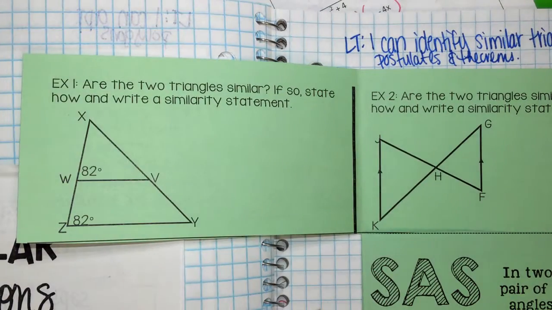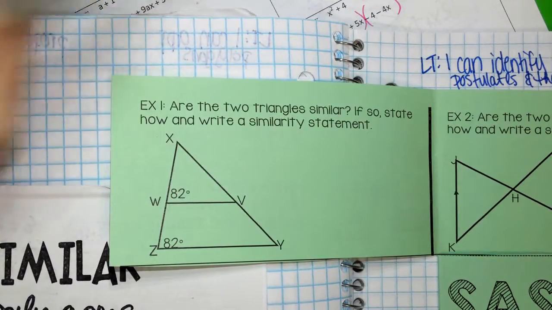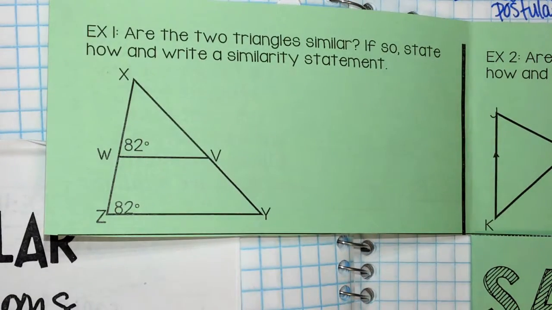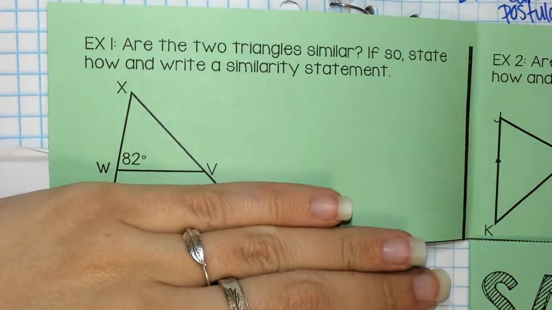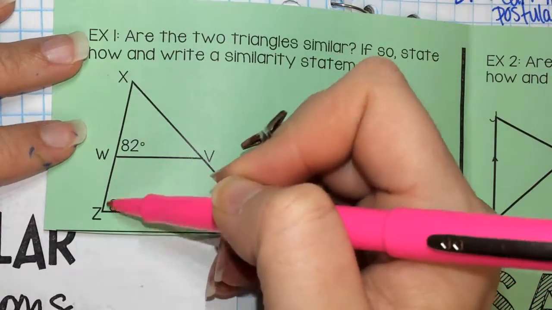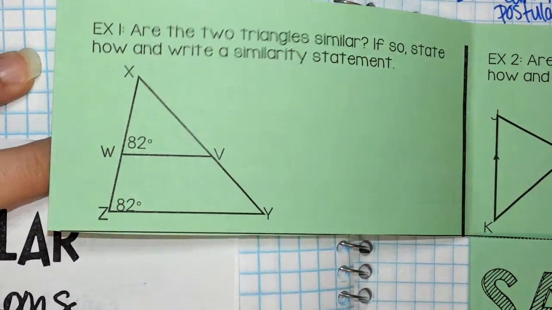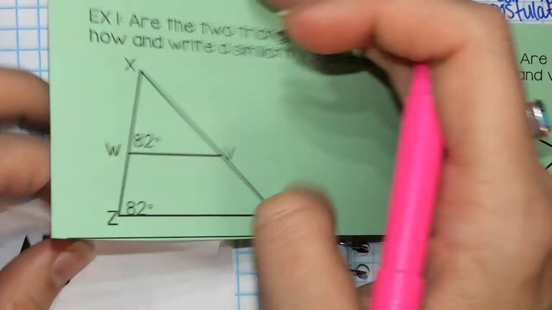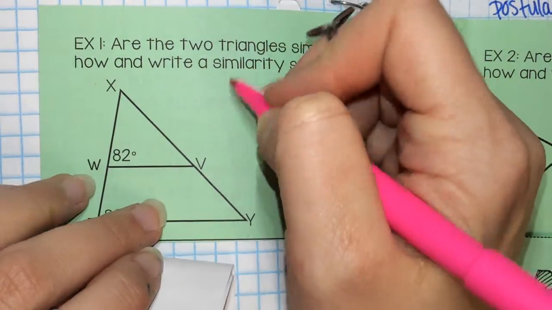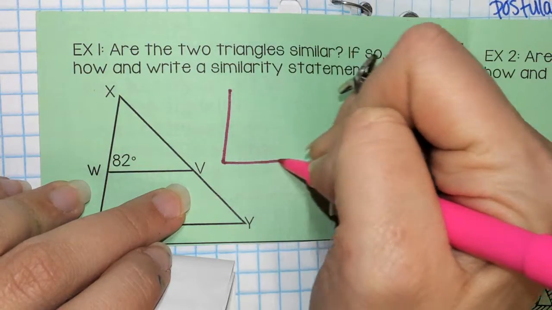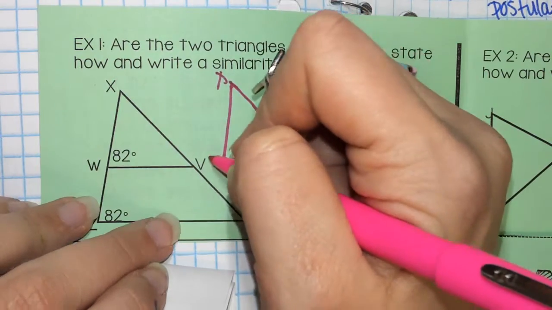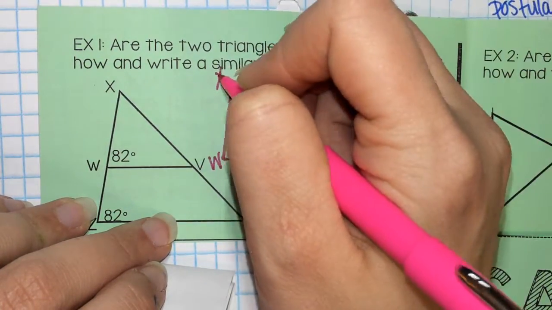Please open your Flappy Theorems. Now, do you see that there are 2 triangles in this picture? There is one baby triangle, and then there is a giant triangle, XZY. In case you don't see that, let's draw the top triangle right beside it. We're going to call this X, we're going to call this W, and we're going to call this V.